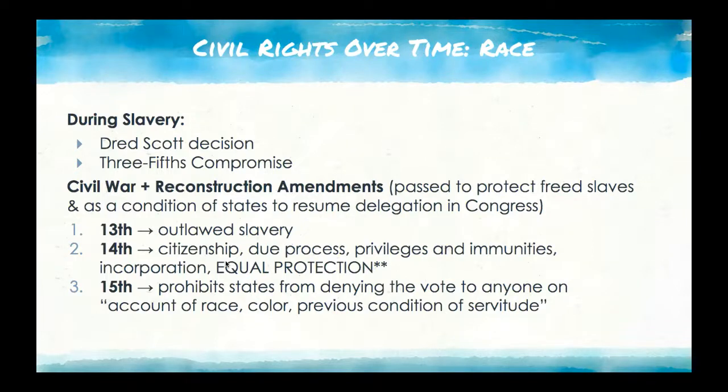Now, the 15th Amendment prohibits states from denying the right to vote to anyone on account of race, color, or previous condition of servitude. So what this does is effectively give all men the right to vote. So you should notice who's missing from that category. And as you can see or probably predict, and as you know, that's going to lead to social movements in the future.